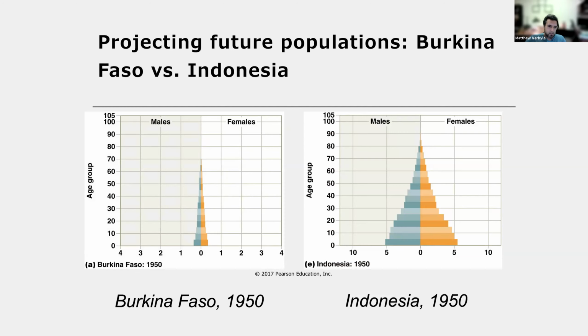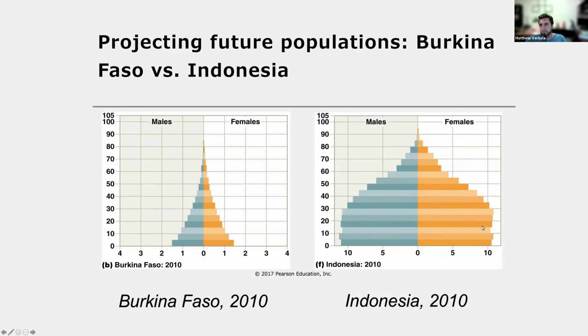And this is from your textbook, from your assigned reading. This is Burkina Faso and Indonesia in 1950. You see a very triangular age group pattern, demographics pattern, where you have very low life expectancy in both countries, very few people surviving into the 70s, 80s, and 90s. And you have a relatively larger population of younger people. And that's characterized by people having larger families.